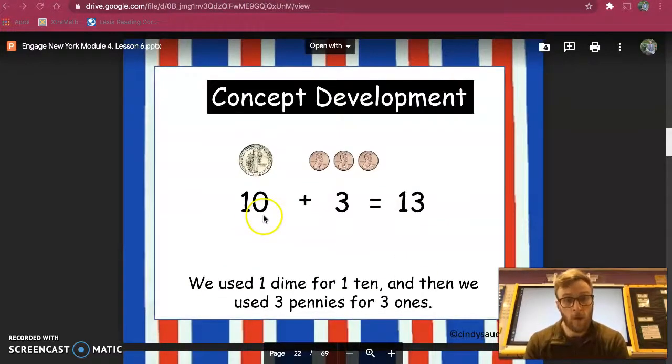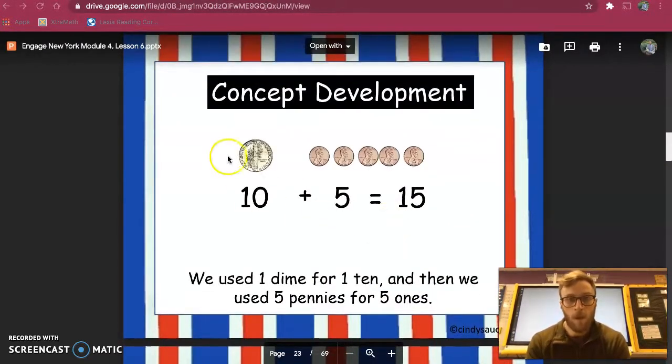So if we were to do a dime plus 3 pennies, that's the same as saying 10 cents, because a dime is 10, plus 1, 2, 3, 3 pennies. And we know that we can just hide that 0 and make 13. So we use 1 dime for 1 ten, and then we use 3 pennies for 3 ones.